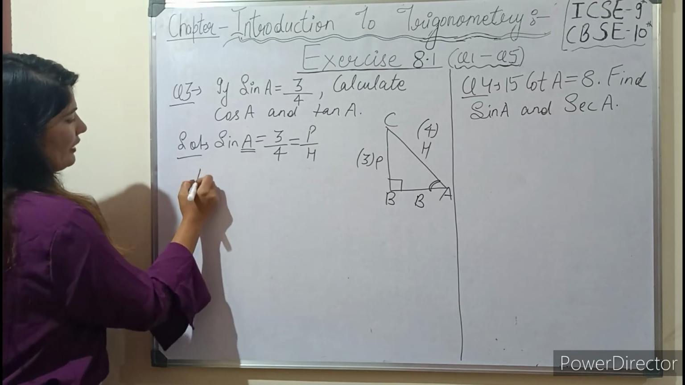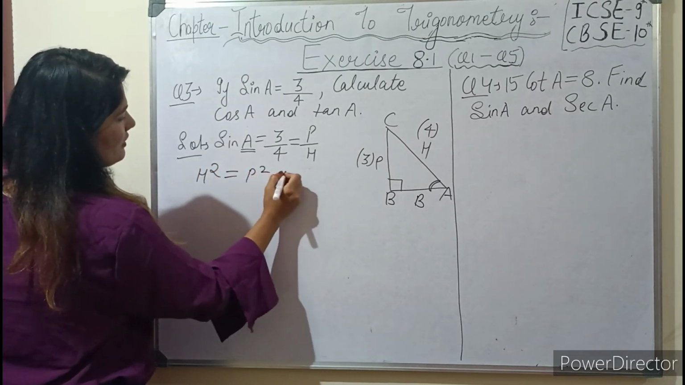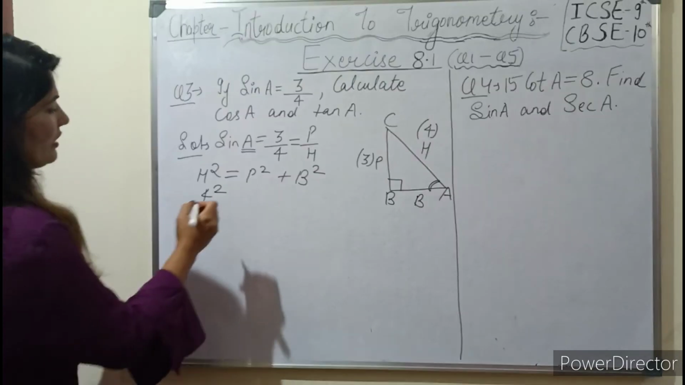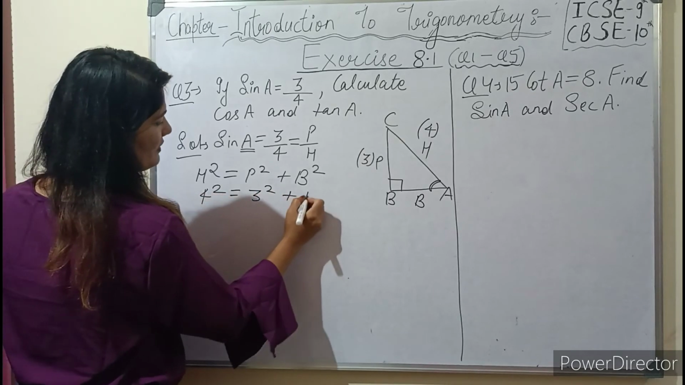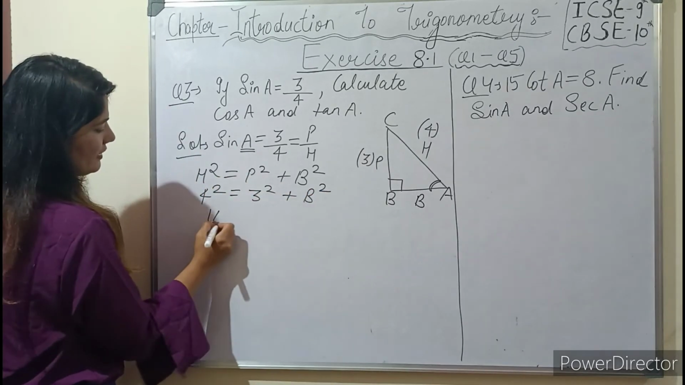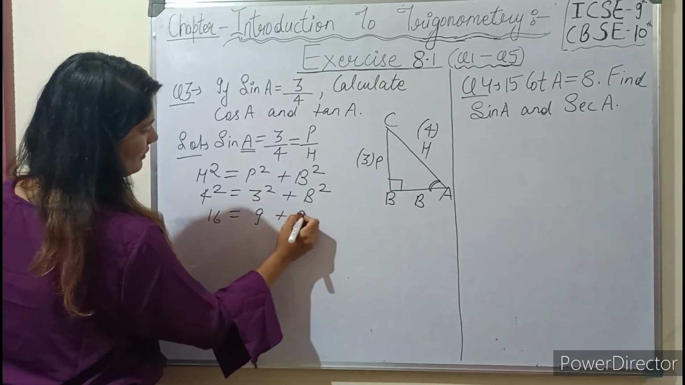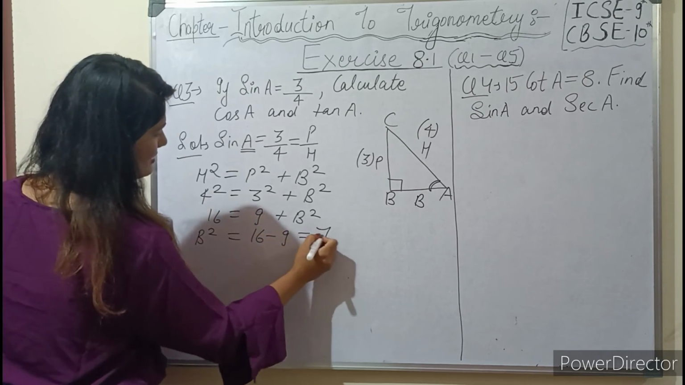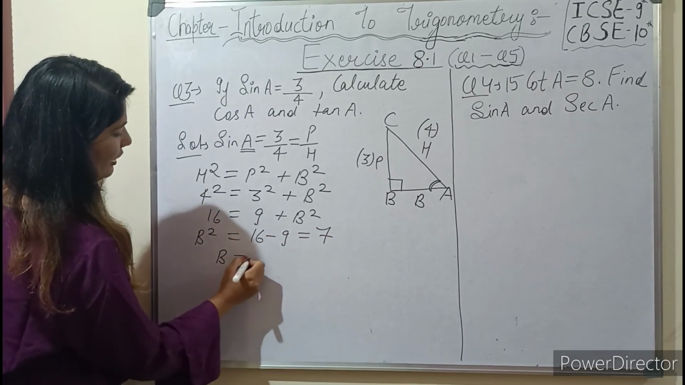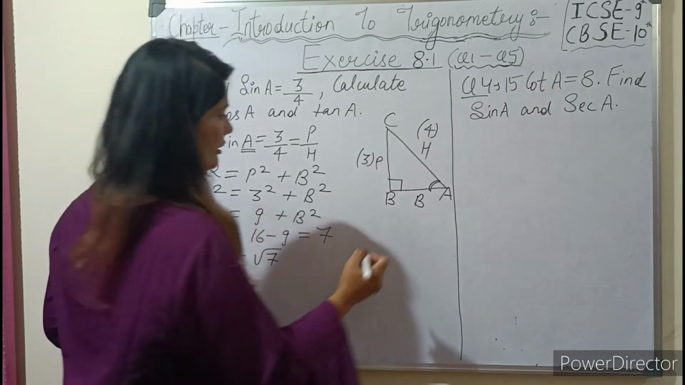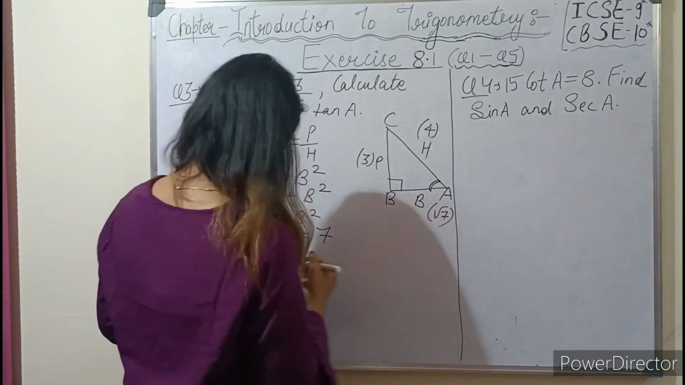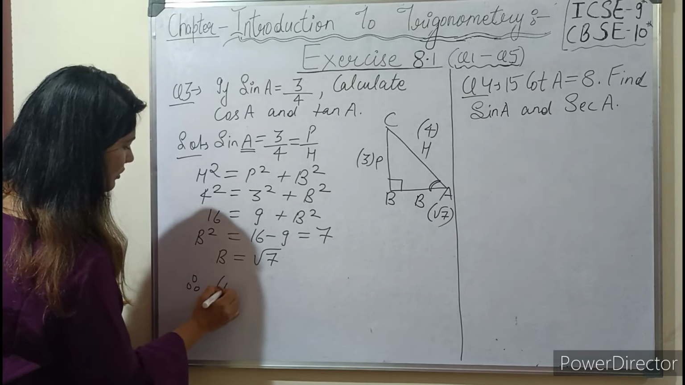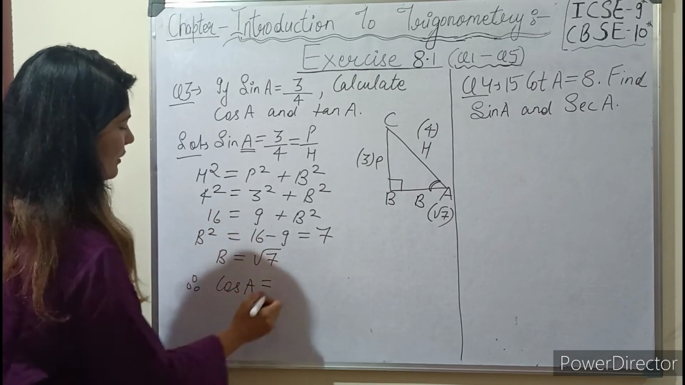So again by applying the Pythagoras property, that is H square is equals to P square plus B square. The value of H is 4 square, this is 3 square plus B square, 4 square 16, 3 square 9. So the value of B square is equals to 16 minus 9, that is 7. The value of B is root 7. So here the value of B is root 7. So finally you have to find the value of cos A. Therefore cos A is equals to B by H.